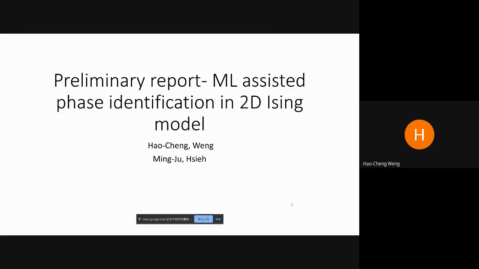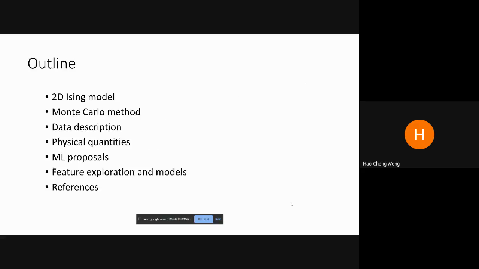Okay, so we are the first group, and my name is Wang Haochen, and my teammate is Xie Mingru. We are going to talk about the 2D Ising model, and we'll use machine learning to assist the identification of phases. I'll do the first part of the presentation. And this is our outline. First, we are going to introduce the 2D Ising model.